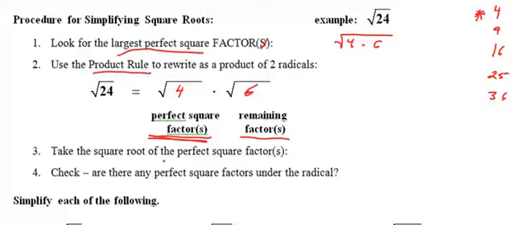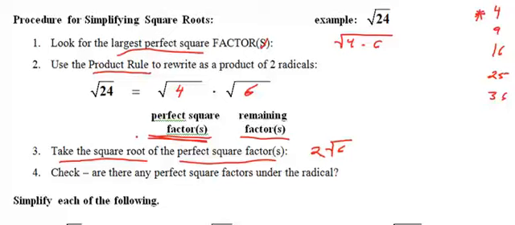And now we can take the square root of the perfect square factors in here. And we really engineered this so it has all perfect squares, so we could take the square root. The square root of 4 is 2. And we can't do anything with this, so it just stays.